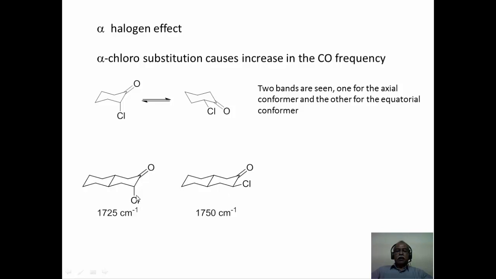For the axial chloro derivative, it is 1725. It is close to the actual saturated compound, cyclohexanone, which comes around 1710 or so. Whereas the equatorial chlorine derivative, because of the dipole-dipole repulsion that we talked about, comes at a much higher value compared to the axial chloro derivative. So one can easily distinguish, if two chloro derivatives are available, which one is axial chloro and which one is equatorial chloro, by the carbonyl stretching frequency of the alpha halo derivatives of this kind.